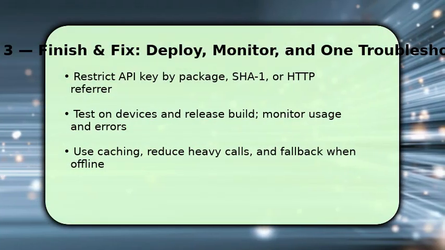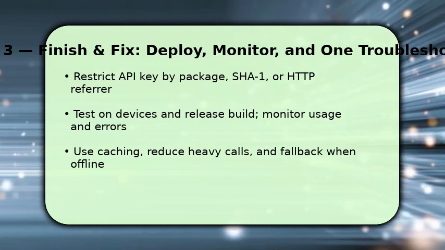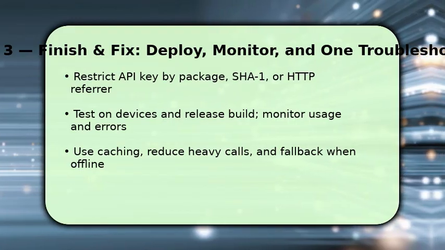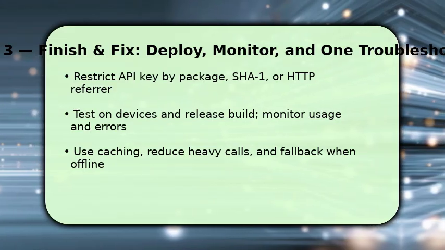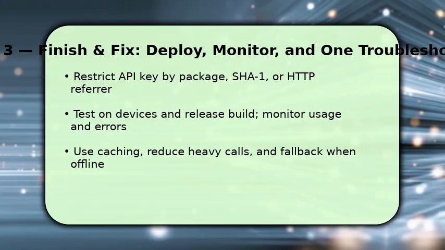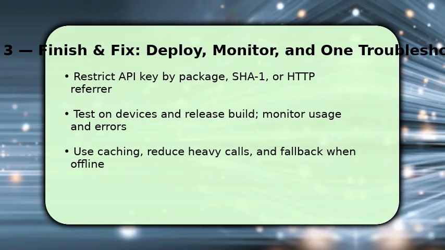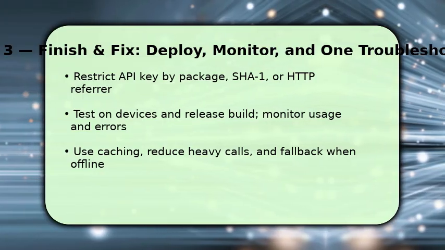To finish, secure your API key with package name and SHA-1 or appropriate HTTP referrers, and remove any unrestricted keys. Then build a release APK or IPA and test on real devices across network conditions so location and map rendering behave consistently. Monitor usage and errors in Cloud Console, set alerts for quota spikes, and optimize.